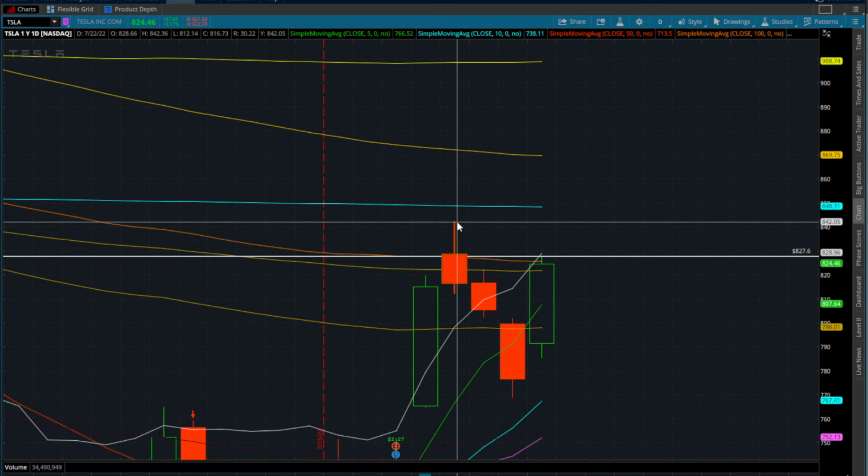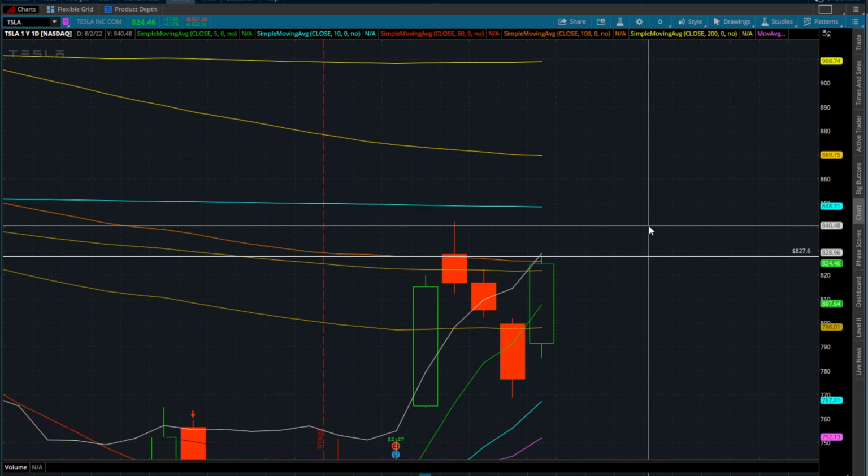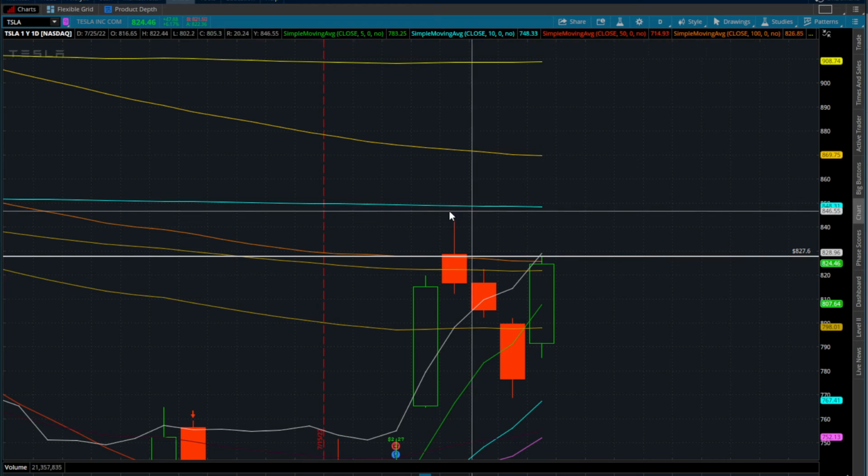And this upper wick is going to stem all the way up to $842. So Tesla definitely has about another 20 to 25 points worth of room to run. And obviously our macro supply is going to be the linear regression sitting at around $848. Those are the levels that you need to keep in mind.